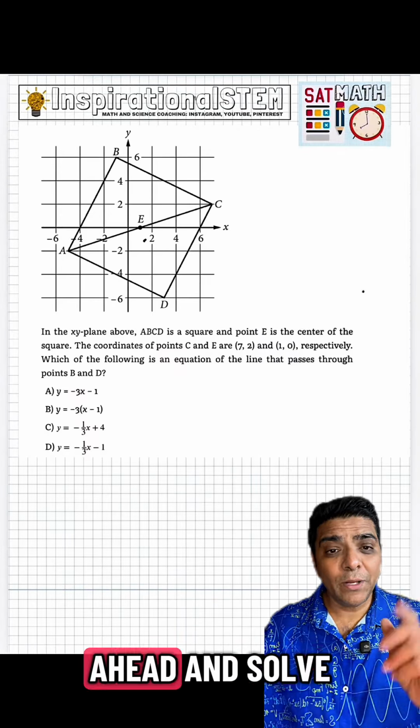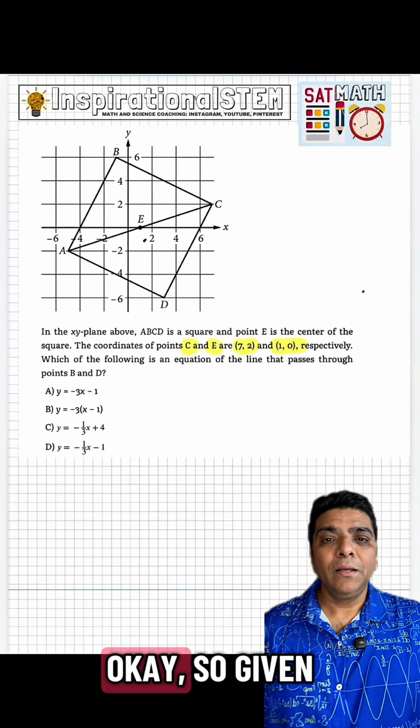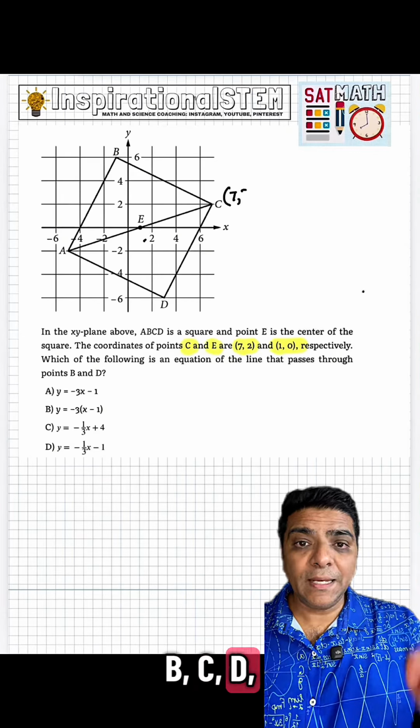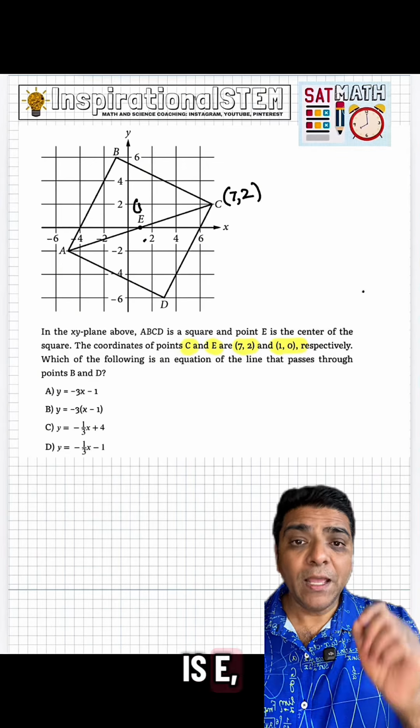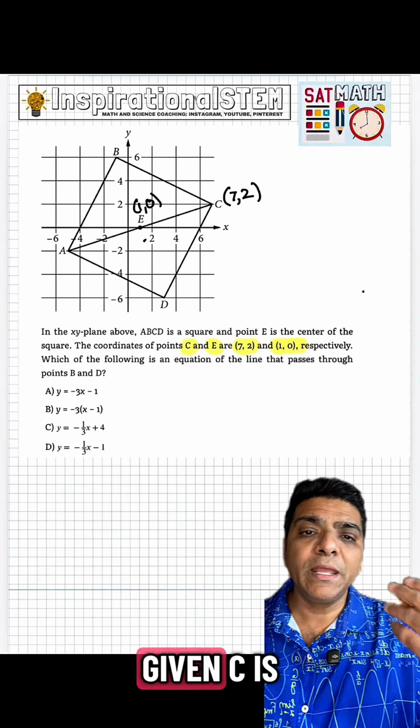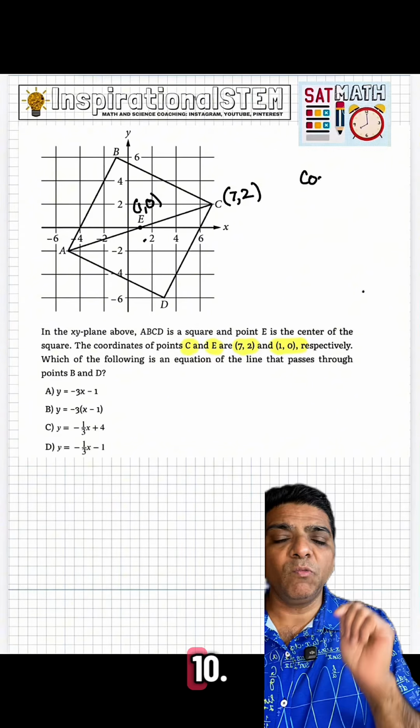My name is Harish. Let's go ahead and solve this SAT problem. Okay, so given a square A, B, C, D and the center of the square is E, a couple of coordinates are given. So we are given C is 7, 2 and then E is 1, 0.